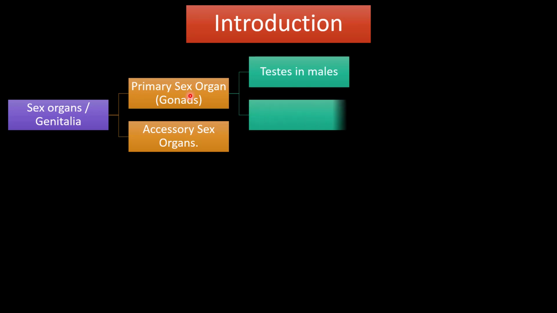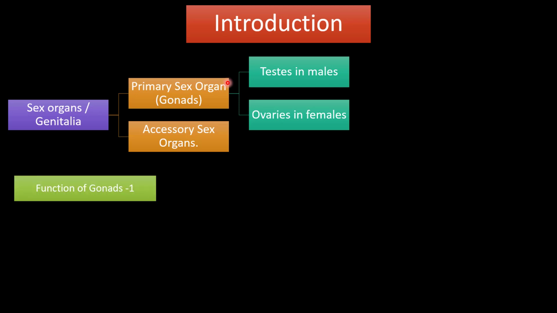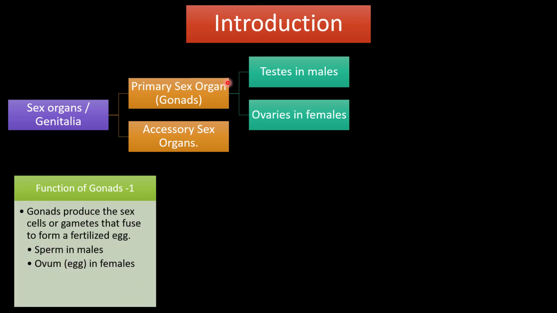Now, the primary sex organ in case of male is the testis, that is the male gonad, and in case of female, the ovaries act as the primary sex organ or the female gonad. There are two functions of the gonads. One, the gonads produce the sex cells, otherwise known as the gametes, that fuse to form a fertilized egg. The male gonad develops the sperm, whereas the female gonad develops the ovum or the egg.